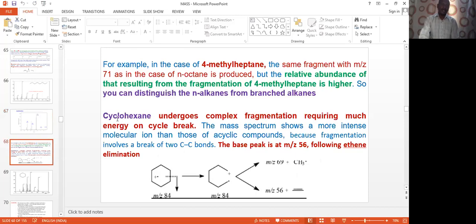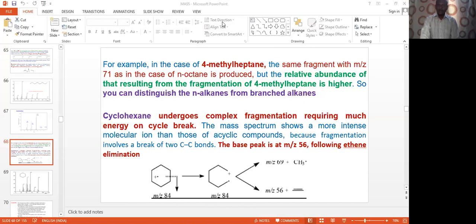Next, coming to the cycloalkanes. The cycloalkanes undergo a complex fragmentation pattern, and generally the C-C bond will be cleaved, and the base peak will generally be M by Z value 56. Here you can see the C-C bond will be cleaved. This is the molecular ion, and once the molecular ion is formed and cleaved, again you have the molecular ion, that is M by Z value 84, and then you have the fragmentation.